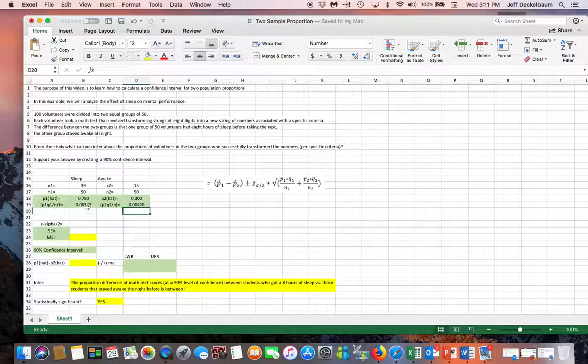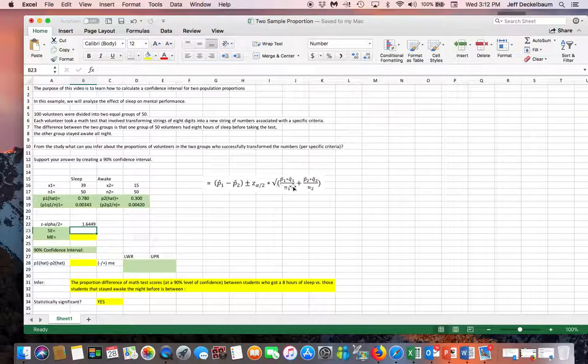And so now we have these two components that will feed into a confidence interval equation. You have the difference of the sample proportions, that would be considered the point estimate, plus or minus z alpha over 2, times the square root of p1 hat times q1 hat over n1, plus p2 hat times q2 hat over n2, which are these two terms right here. Z alpha over 2, for 90%, is 1.6449.